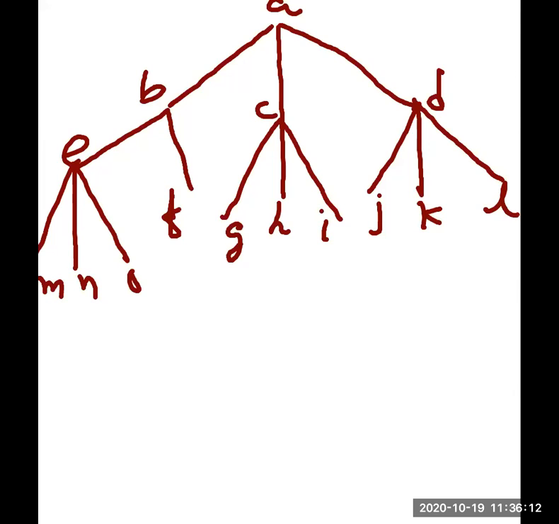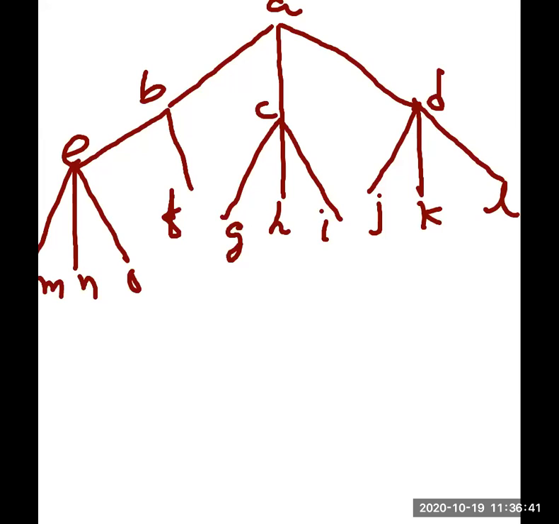Now all the vertices, so every vertex here, for example, B, C, and D are children of A, and A is parent of B, C, and D. Similarly, B is parent of E and F. C is parent of G, H, I. D is parent of J, K, L.